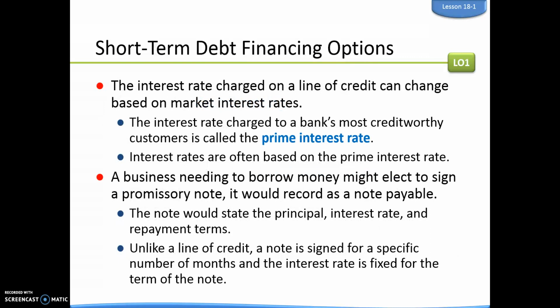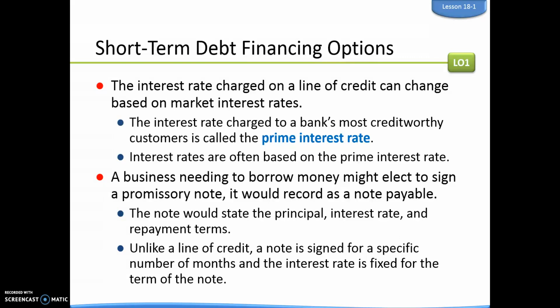The interest rate that gets charged on a line of credit actually changes based on what the market interest rate is. So the interest rate that gets charged to a bank's most credit-worthy customers is called the prime interest rate. And interest rates are often based off of the prime interest rate. So the prime interest rate is like for the best of the best in terms of a bank's customers.